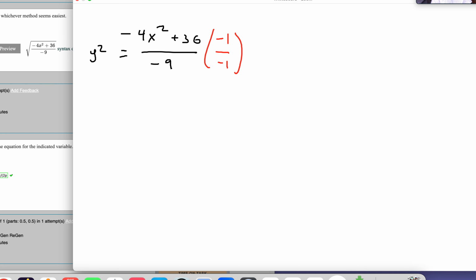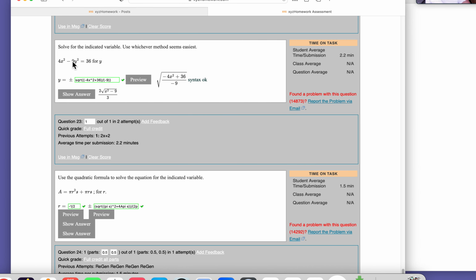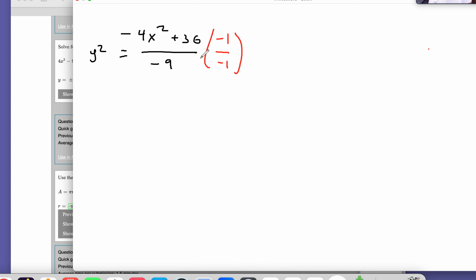And something you can do with the original problem, let me scoot this over a second, is if the signs look like they're coming out really nasty, you can bring this 9y squared over and bring the 36 over, and then you get to the same place that I'm about to.